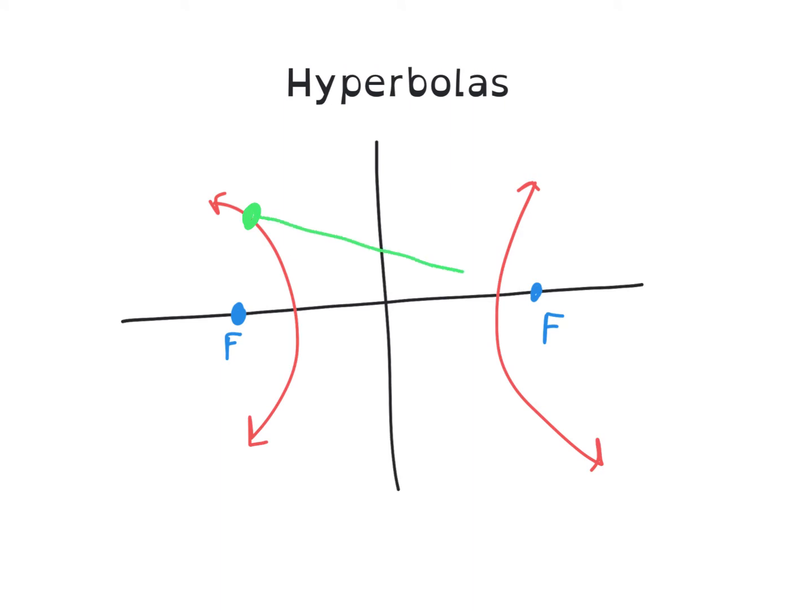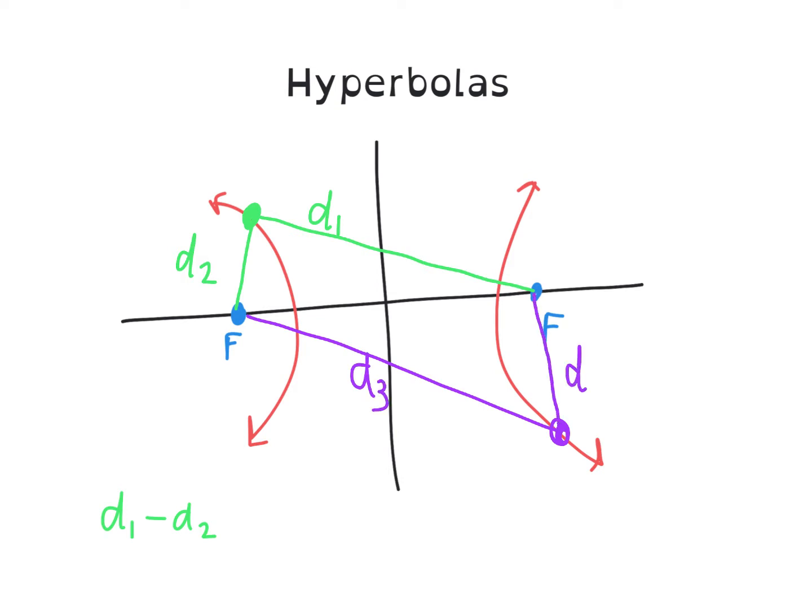if you measure the distance to one focal point, let's say that's D1, and then the distance from that same point to the other focal point, D2, what ends up happening is the difference in those two, D1 minus D2, is going to stay constant no matter where you go. So for example, if I have a different point on the hyperbola, let's say over here, and I take D3, and the distance to the other focus is D4, whatever that difference is, it's going to be the same as the difference of D1 minus D2.